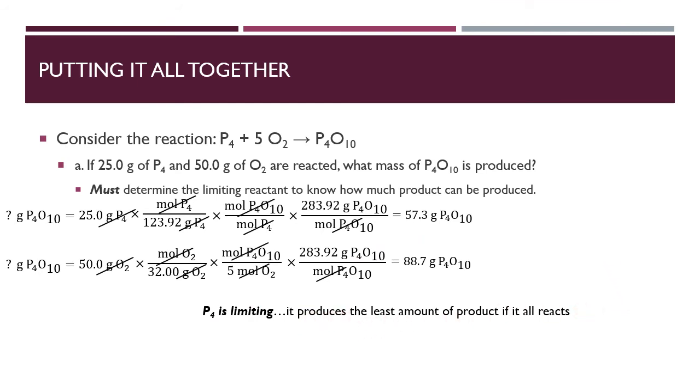So from this, I can answer the question. I don't need to do any other calculation. We're asked what mass of P4O10 is produced. Well, that's the 57.3 grams that I calculated here. Because once I get to that 57.3 grams, all of the phosphorus is now used up. So 57.3 grams of P4O10 can be produced.